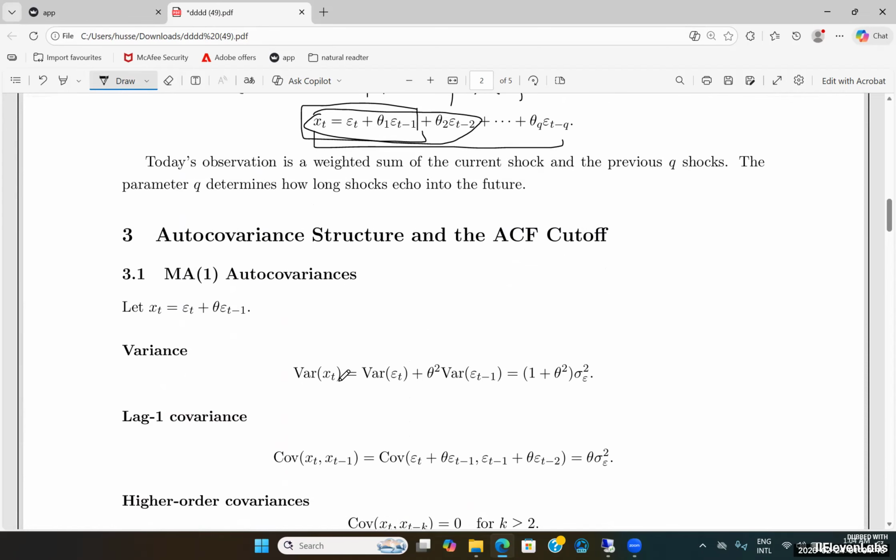The variance of the stochastic process xt, considering the premise that this particular process adheres to a moving average autocovariance path, is explicitly defined and given by the mathematical equation presented here. Since we are dealing with error shocks, we consider the current error shocks variance added to the previous period's error shocks variance, which is then multiplied by theta squared. This expression will then simplify and translate to the quantity of 1 plus theta squared multiplied by the overall variance of the error term.